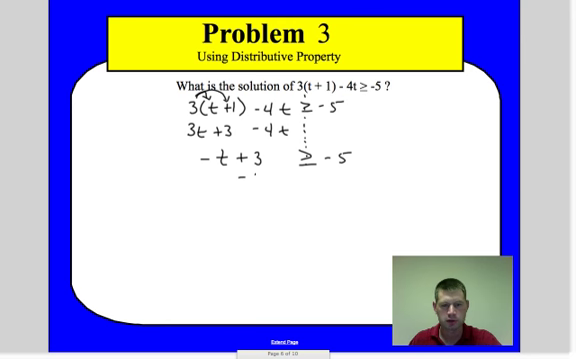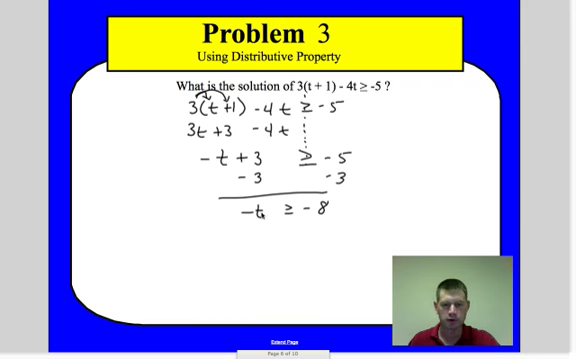Well, now I need to subtract 3. So I'm right back to that last problem we did. And I have negative t is greater than or equal to, and now over here I have negative 8. Now be cautious here, this is where a lot of mistakes occur. I subtracted 3 from both sides.